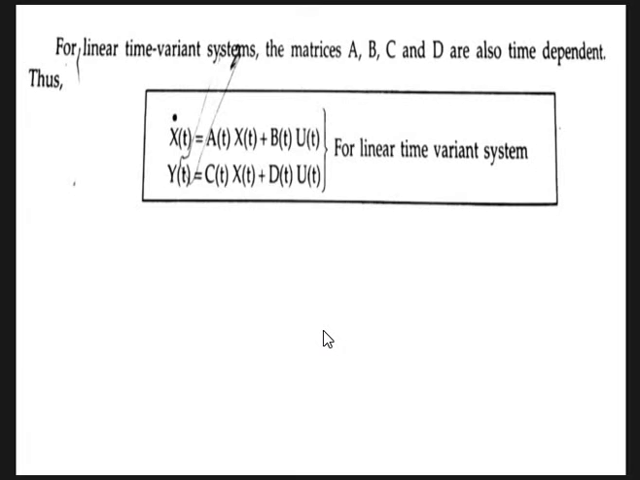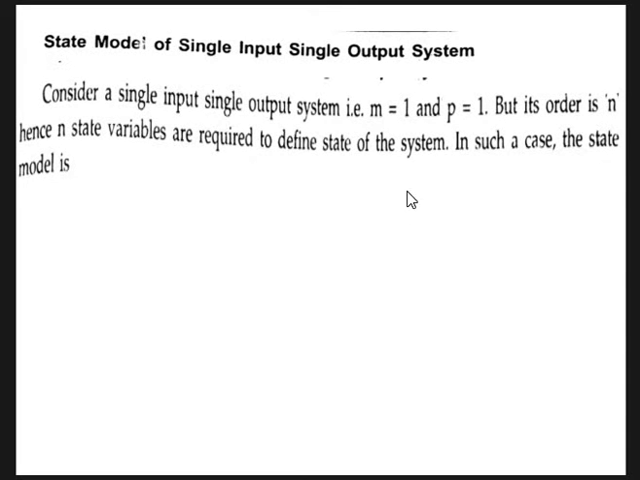For example, if the given system is a single input and single output system, how can these equations be modified? Single input and single output means the input is 1 and the output is 1, where m is the number of inputs and p is the number of outputs. Single input and single output means m is equal to 1 and p is equal to 1. The system is also an nth order system, so there will be n differential equations or n state variables.